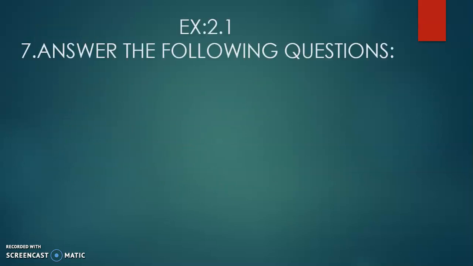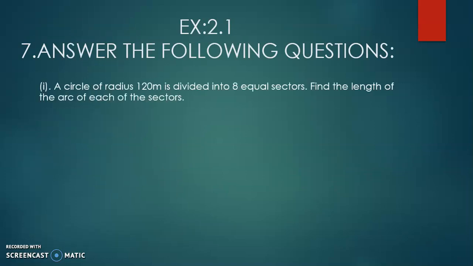Yes. Exercise 2.1, seventh problem. Answer the following questions. First question, a circle of radius 120 meter is divided into 8 equal sectors. Find the length of the arc of each of the sectors. Okay. What is given in the question? Yes. Radius R is equal to 120 meter is given and small n is equal to 8. That is number of equal sectors equal to 8 is given.